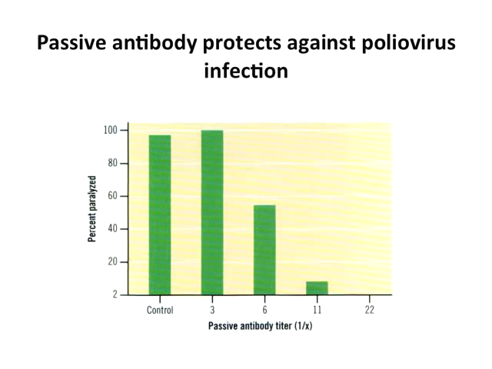So here's an experiment which shows that antibody protects against polio infection. This is a passive antibody. So remember we talked about passive viremia a while ago. Passive viremia is when you inject virus into an animal.